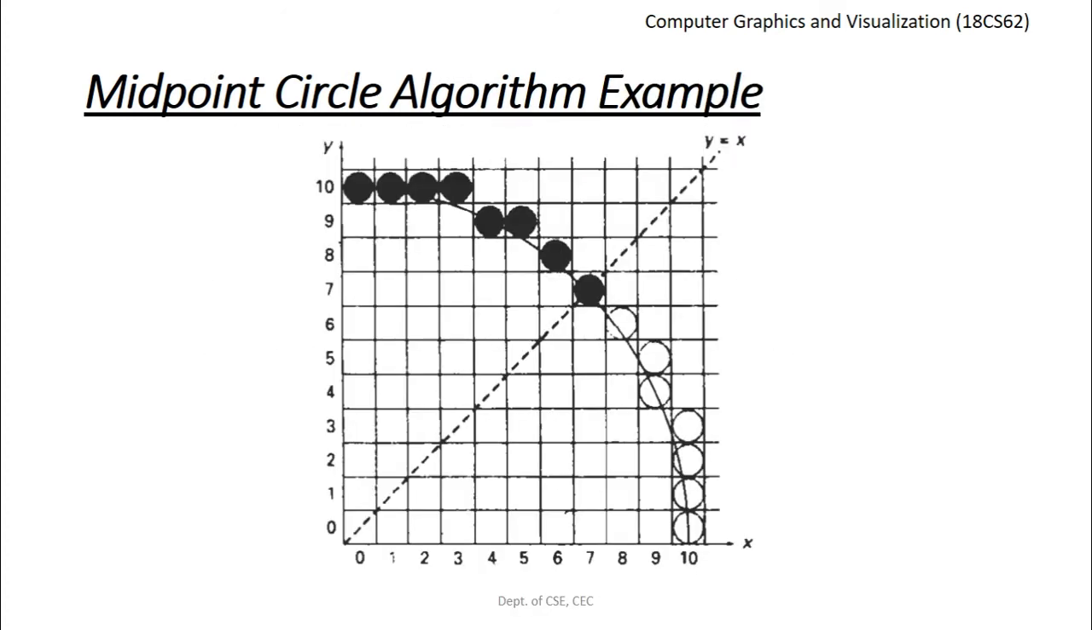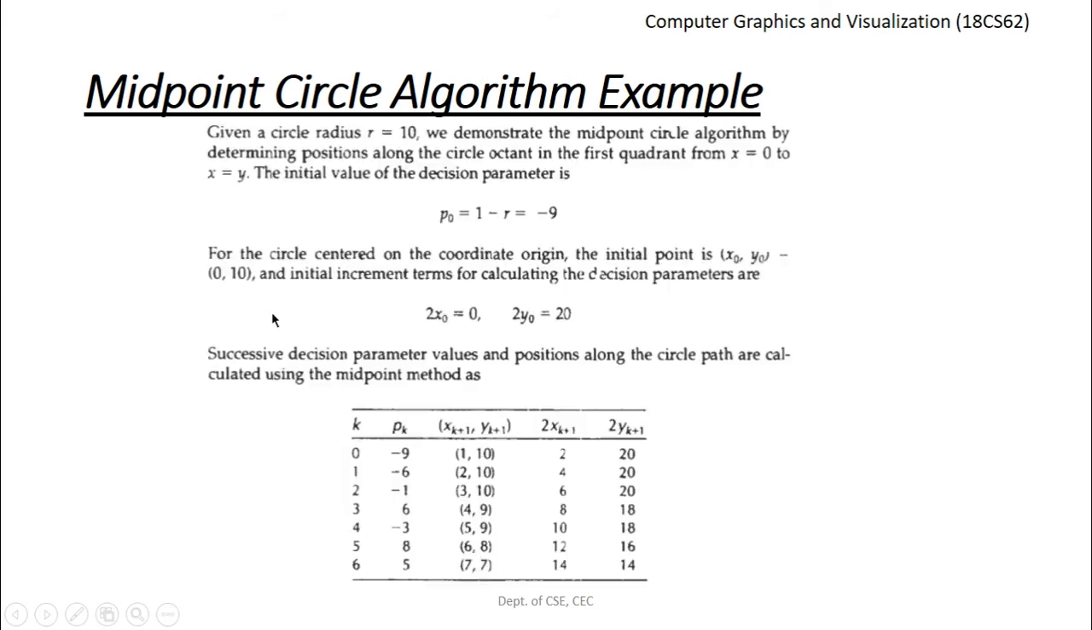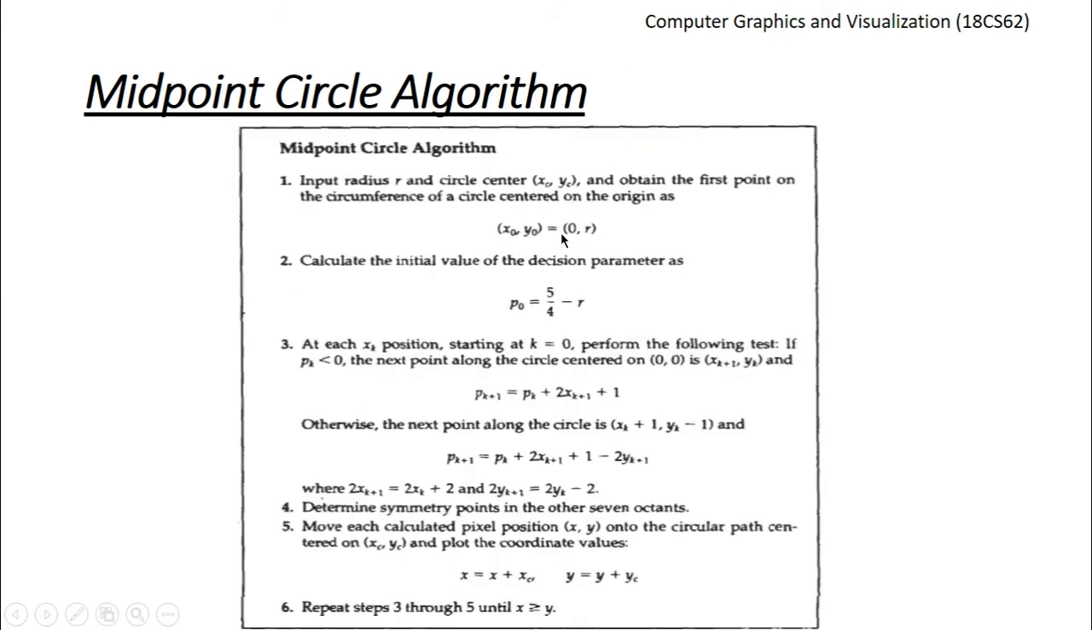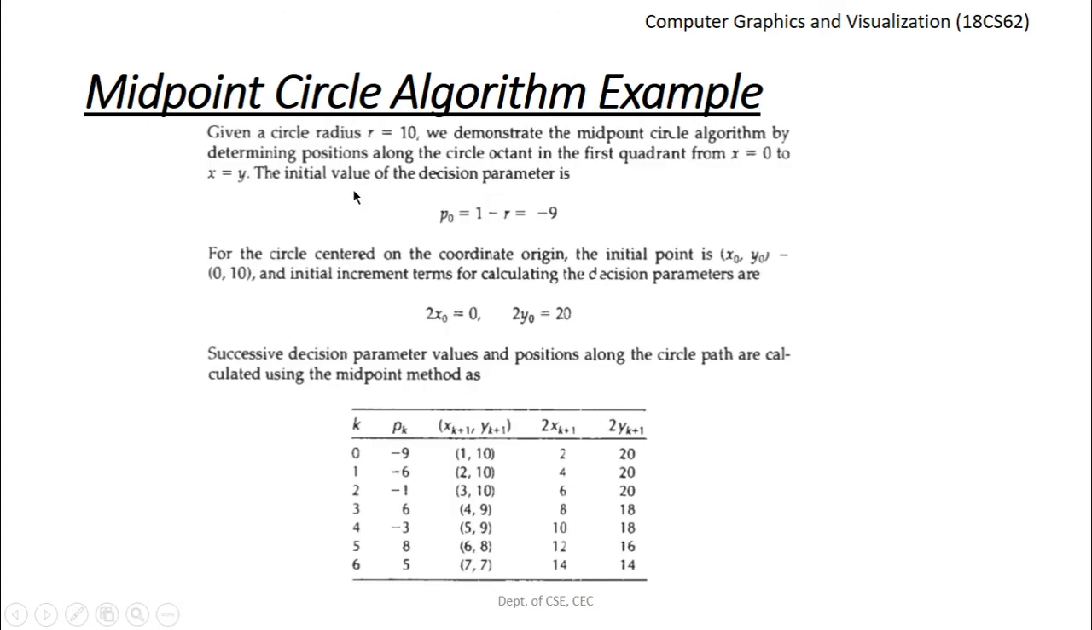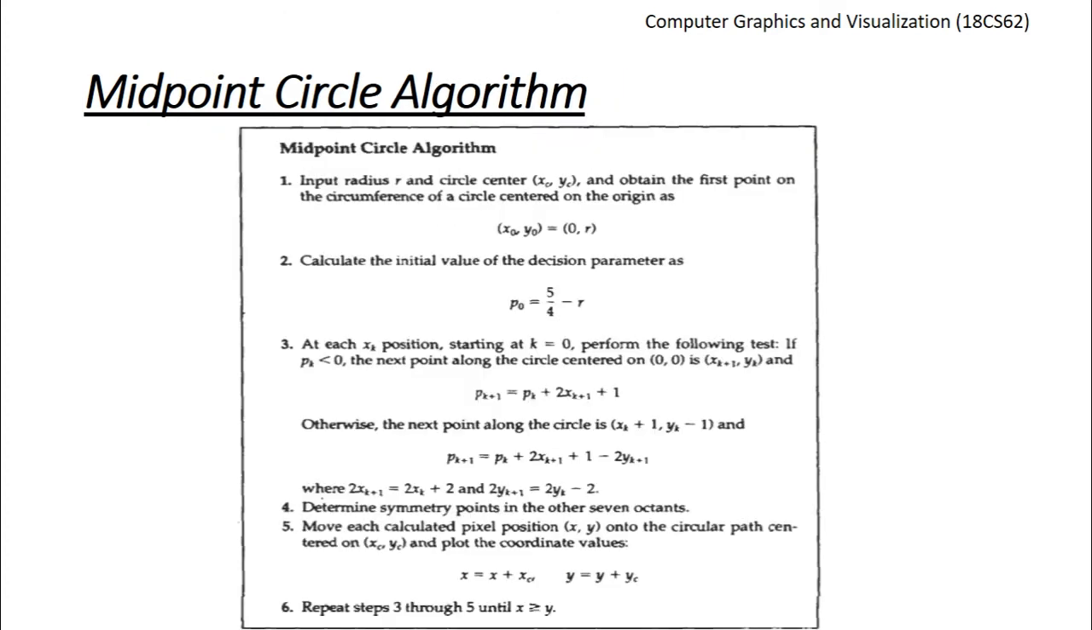Just for the sake of example, let us say we have a circle of radius r. The first point that we are going to plot is the point 0, 10, as given in this algorithm: x0, y0 equals 0, r. In this case, the value of radius equals 10. The first pixel that we are going to plot is at position 0, 10. That is the first step of your algorithm.